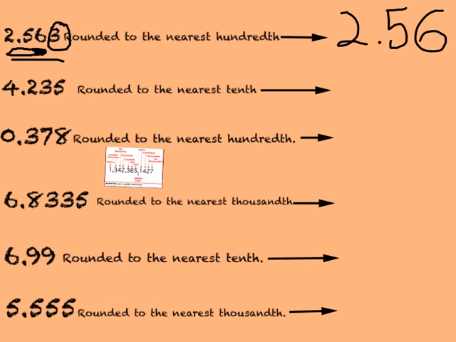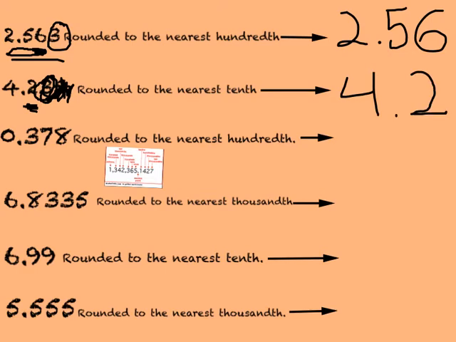4.235, rounded to the nearest tenth. I remember that the tenth is this first place right here after the decimal point. That's 2 tenths. Okay, I'm going to look at the number right next to it. Don't pay any attention to that 5 over there. Don't let it trick you. We're rounding it with this 3 right here. And that is also going to round down. So I'm just going to have 4.2.